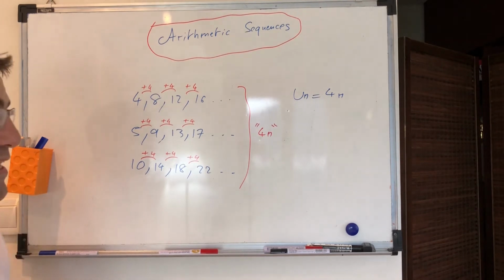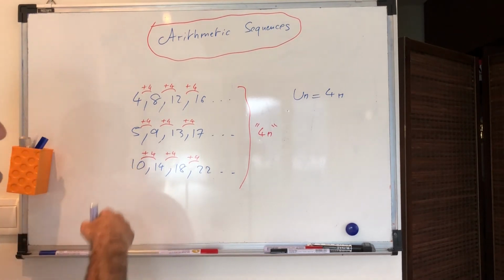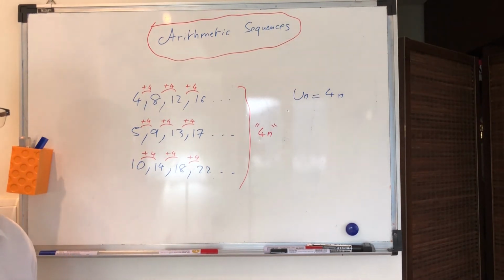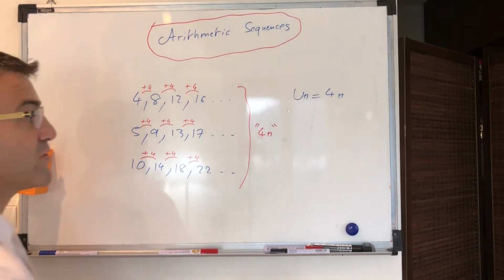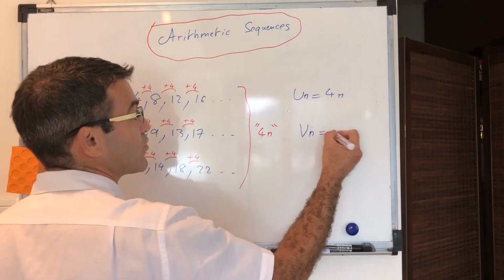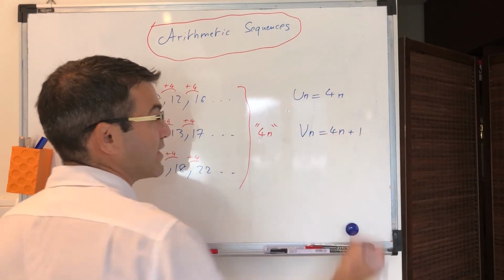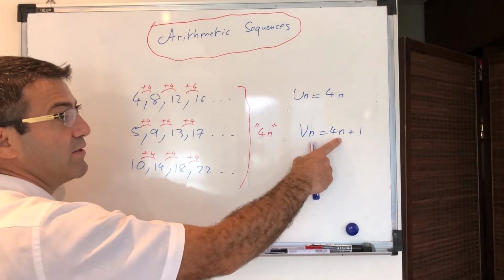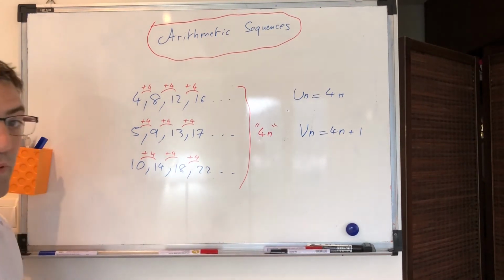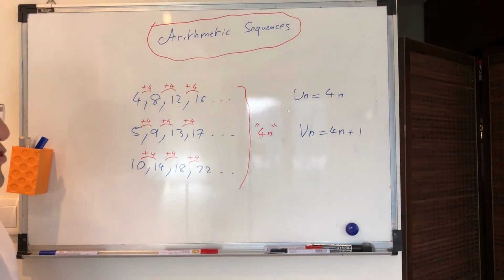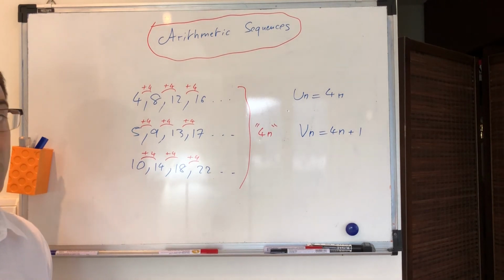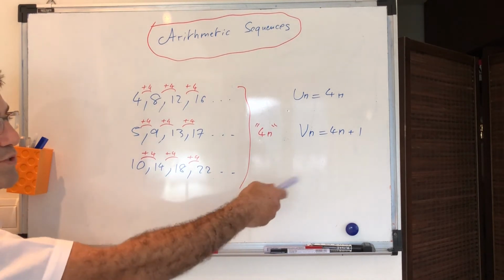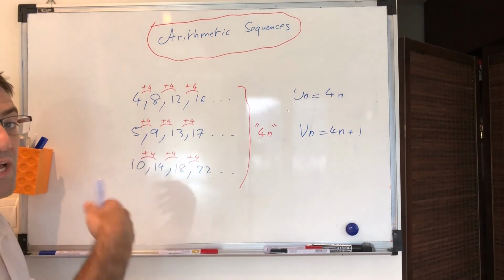So the story checks out. This one, however, doesn't start at 4, it starts at 5. So maybe you'd like to just add 1 to it. I could call this one vn equals 4n plus 1. When n is 1, you get 4 times 1 plus 1, so it's 4 plus 1, which is 5. When n is 2, you get 4 times 2 plus 1, which is 9. When n is 3, you get 4 times 3 plus 1, which is 13, and so on.